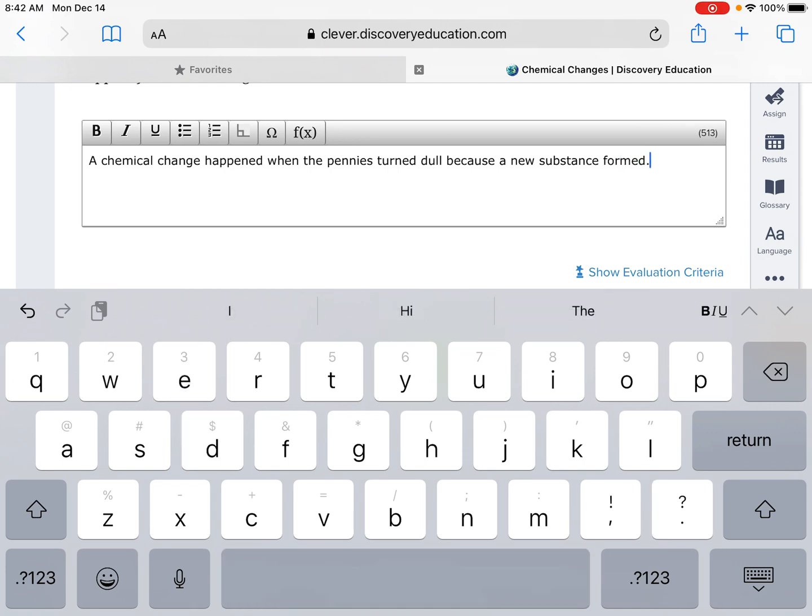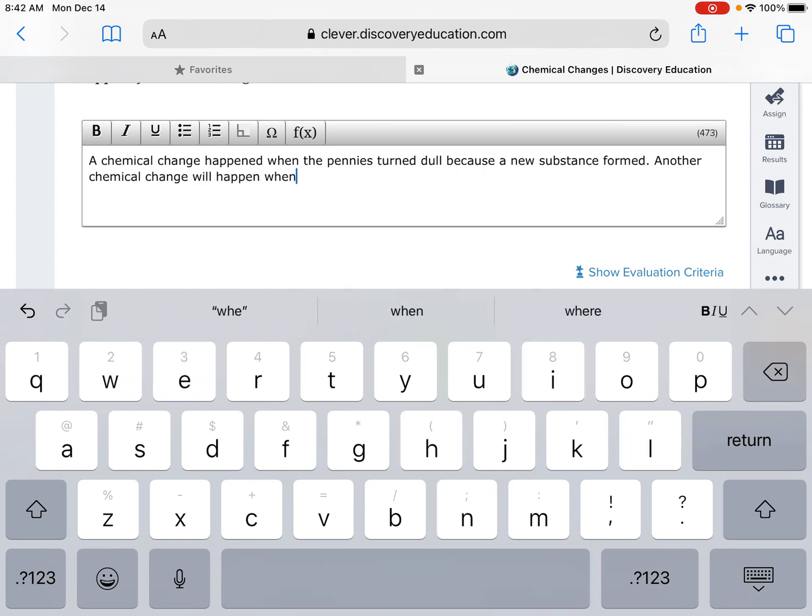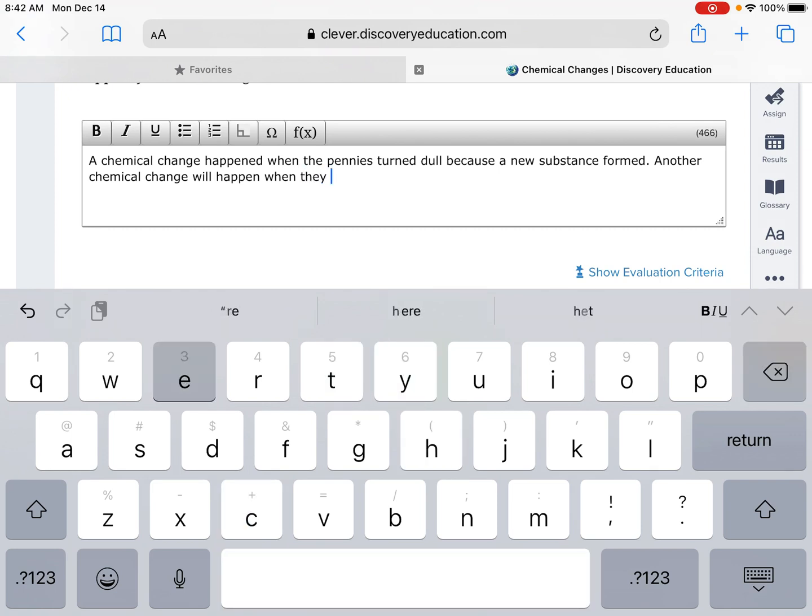We also know another chemical change happened, or will happen, because it hasn't happened fresh yet, will happen when they get clean with the vinegar.